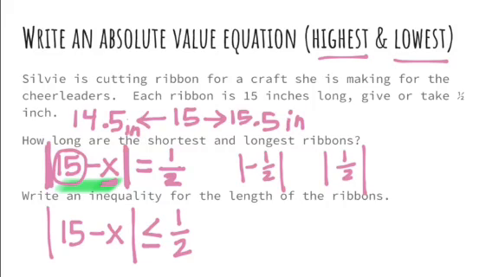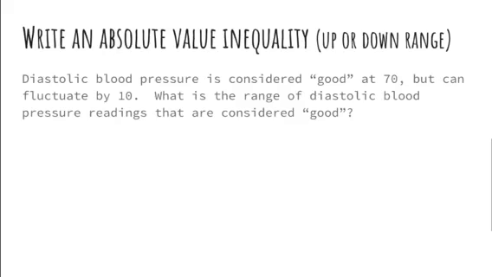Let's look at another example. Diastolic blood pressure, which is that second number in your blood pressure.